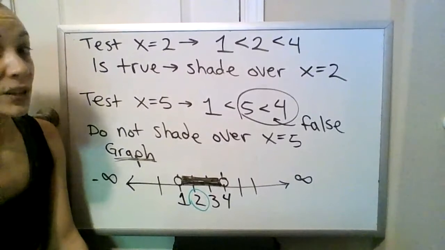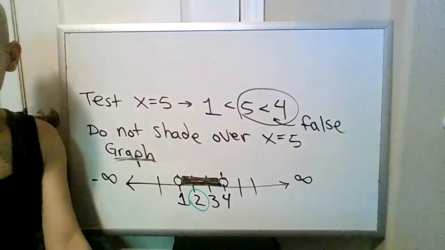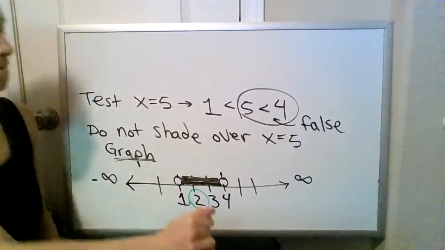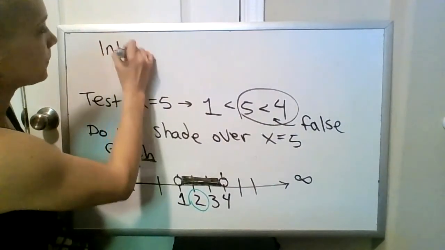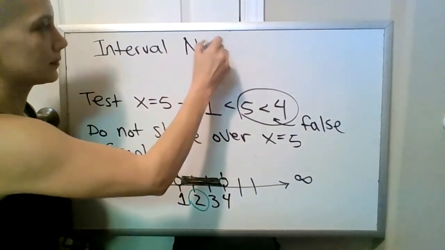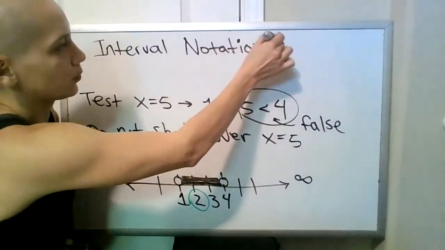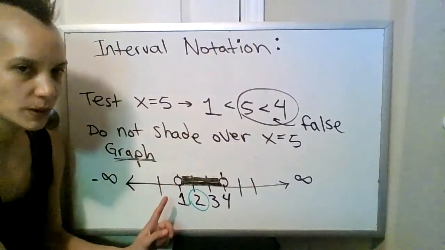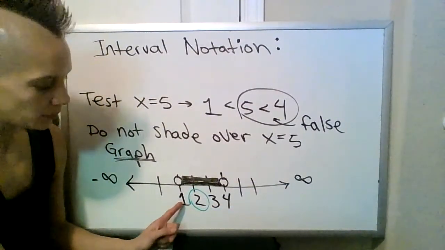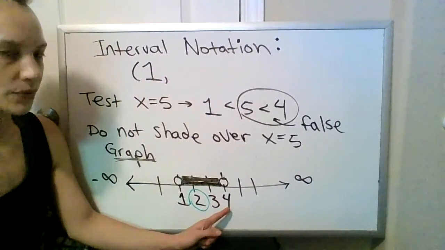And then write the set in interval notation. So your small number goes on the left side, larger number on the right side. You want to go from 1 and not include 1 over to 4 and don't include 4.